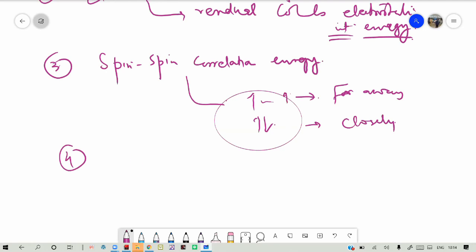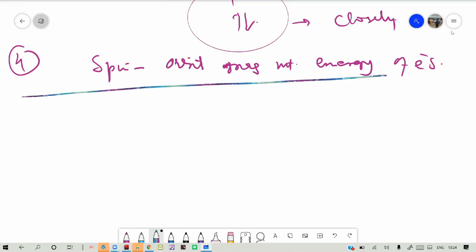The fourth is the spin-orbit interaction, the magnetic interaction energy of electrons. So these are the main contributions to the various interaction energies of an electron in an atom, or of the energy of an atom as a whole.